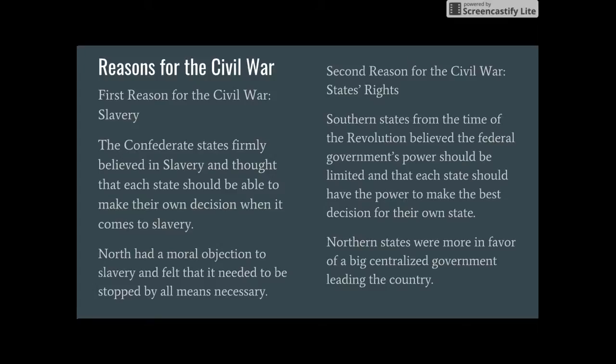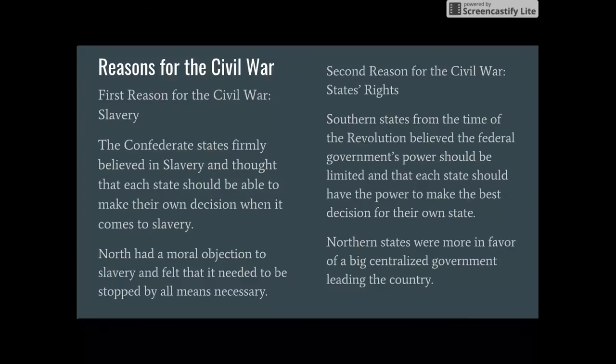With slavery, they thought each state should be able to make their own decision about whether slavery should be allowed or not. They didn't think it was a federal government issue. It was more of a states' rights issue. So while the Confederate southern states were in support of slavery, the North had a moral objection to slavery. They thought it was needed and necessary to stop slavery from continuing on, just like the northern states had in the years prior to the Civil War.